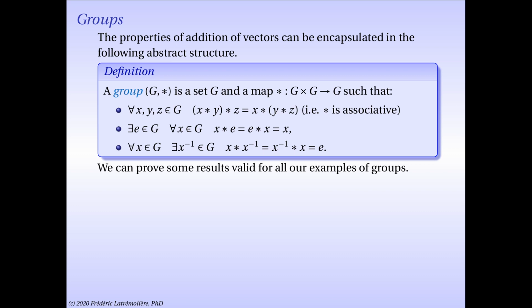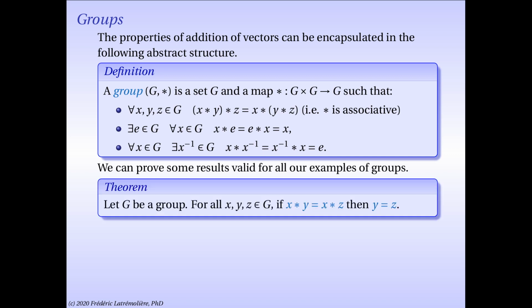Now, we can prove many results for all of our examples of groups. Let's give an example. Here's a theorem. Let G be a group. For all x, y, and z in G, if x star y is equal to x star z, then y equals z. We are going to prove the theorem relying only on the assumption of the theorem and the three properties defining a group.